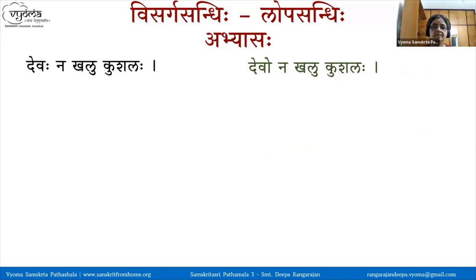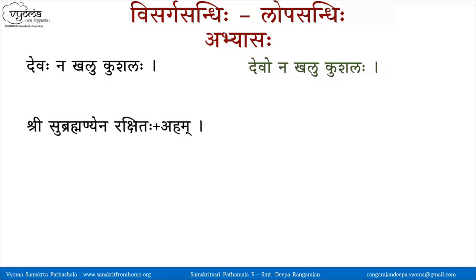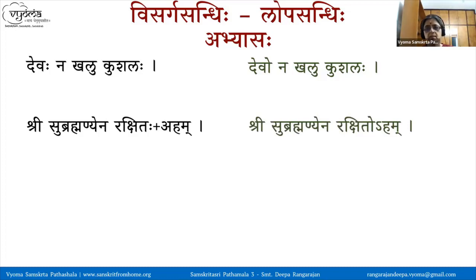The answer is given already. Devaha na khalu kushalaha. Devo na khalu kushalaha. Shri Subramanyena rakshitaha aham. Shri Subramanyena rakshitoham. So Devo na khalu is again preceded by Hrasva Akara followed by Mridu Vyanjana, so Utvam Guna happens. Here, Rakshitoham is preceded by Hrasva Akara followed by Hrasva Akara, so the Purva Rupa also happens. So it is Rakshitoham.